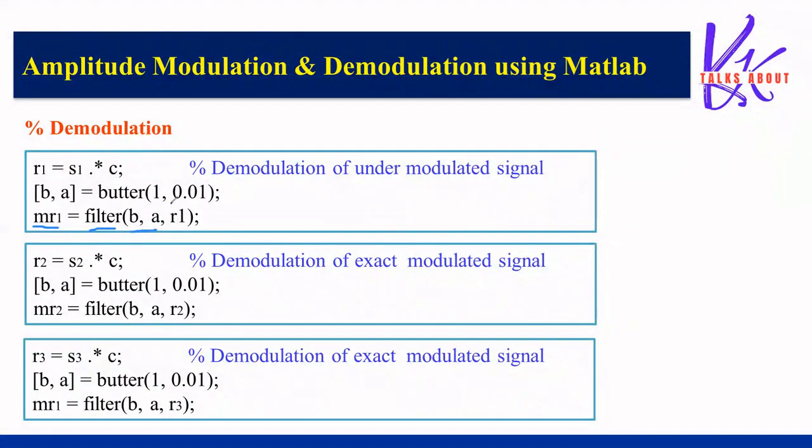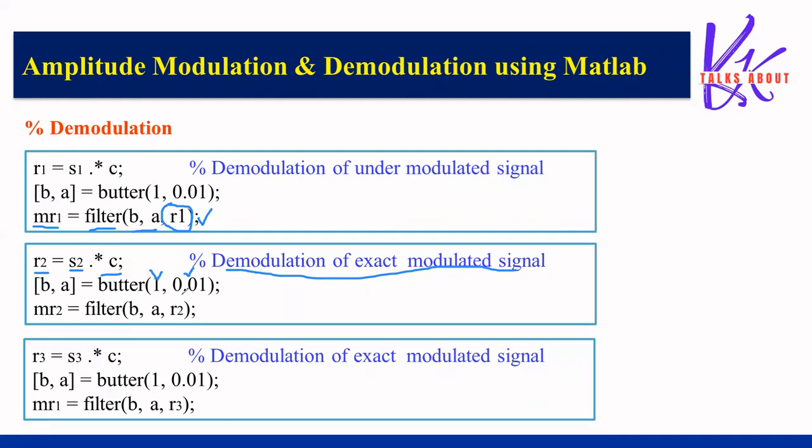filter, and which is that wave? The demodulated wave is R1. So R1 is a demodulated wave for which I am applying the filter, and that is nothing but your MR1. In a similar way, for R2, that is for exact modulation, we are going to get a demodulated wave, that is R2. R2 is nothing but the demodulated wave into your carrier, and we are going to use the Butterworth filter.